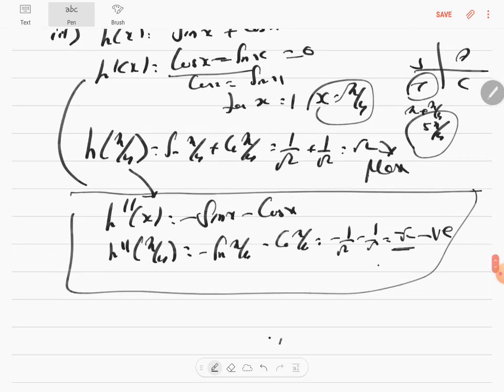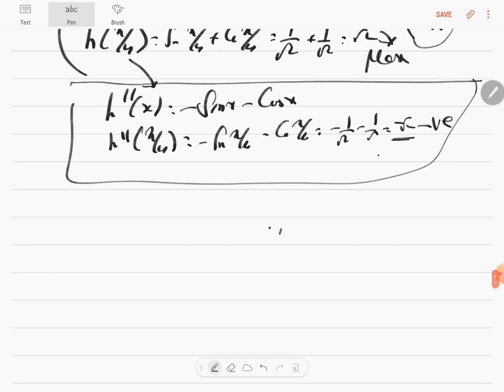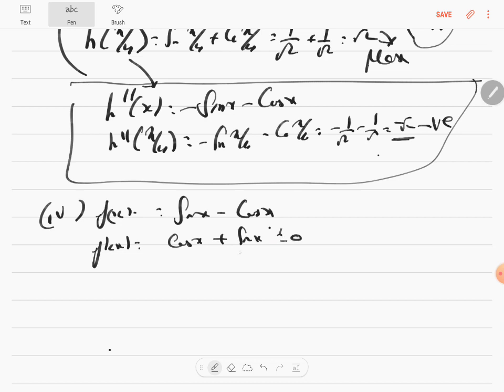So that's this question. Let's go to the next question. Whenever it's a single value, you have to do double differentiation verification, no other choice. So let's go to the next question, which is the fourth question, which is f of x is equal to sin x minus cos x, and f dash of x is equal to cos x plus sin x is equal to 0. So cos x is equal to minus sin x, and so tan x is equal to minus 1.